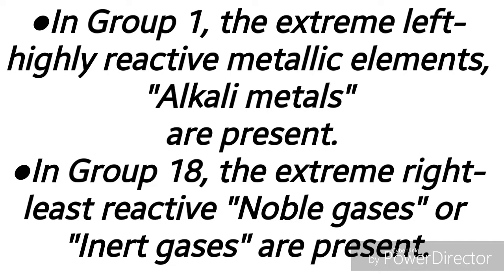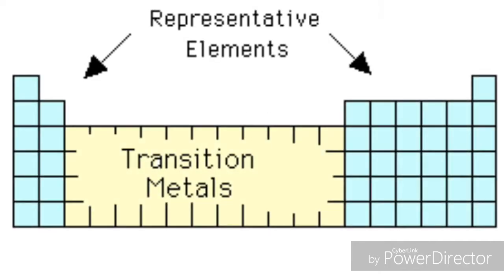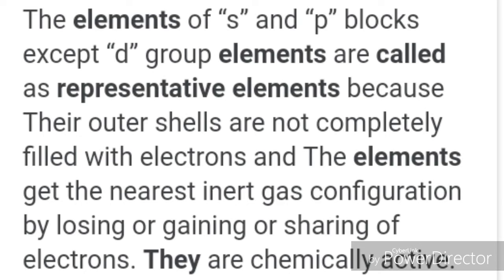Now let us see the reason why group 2 elements are called alkaline earth metals. These are so called because their oxides and hydroxides are alkaline in nature, and these metal oxides are found in the earth's crust. This is the reason why group 2 elements are called alkaline earth metals.